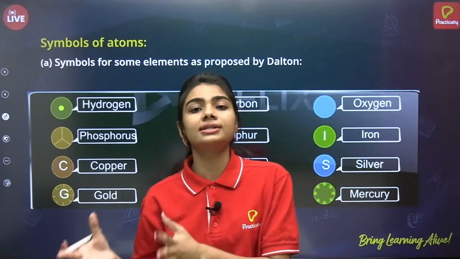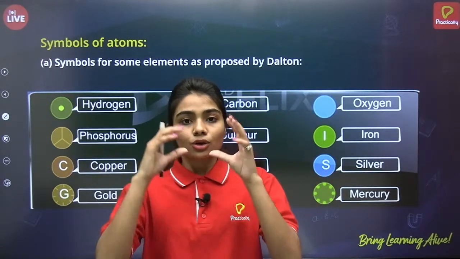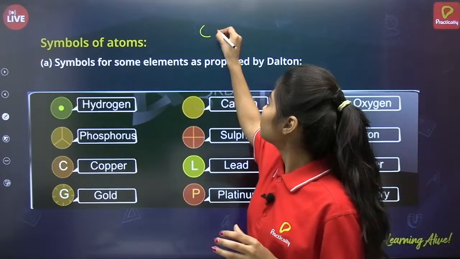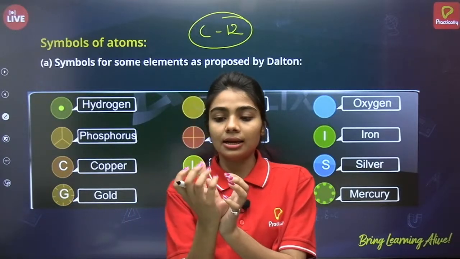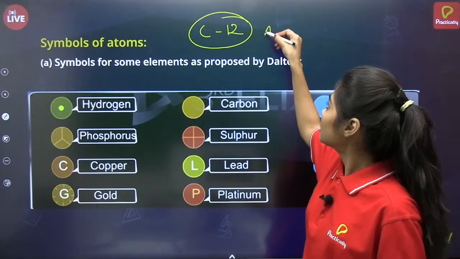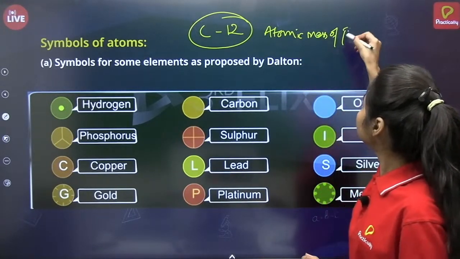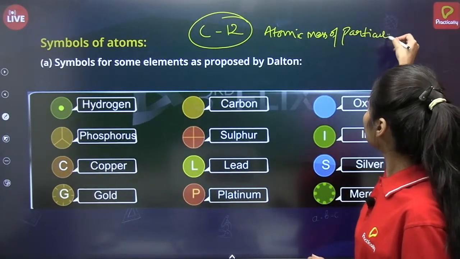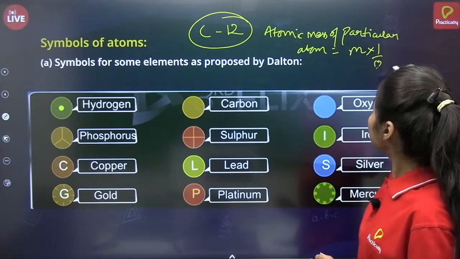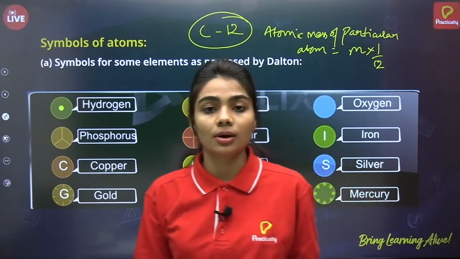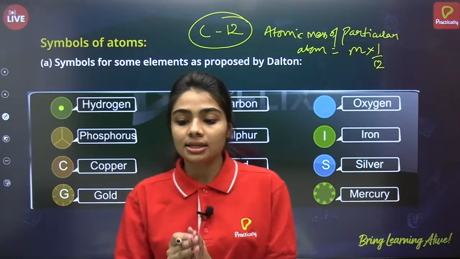Then we move towards atomic mass. Whenever you want to calculate the atomic mass, you have to take carbon 12 as a standard. So basically we are calculating the atomic mass of a particular atom as mass into 1/12 of the mass of one carbon 12 atom. So this is given by atomic mass.